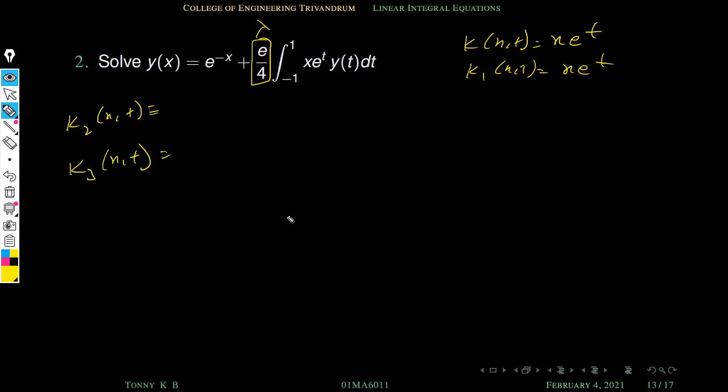What is K2? K2 is integral minus 1 to plus 1 K(x,t), K(x,s) times K1(s,t), that is x e raised to s into s e raised to t ds. Integration is with respect to s, don't forget it.